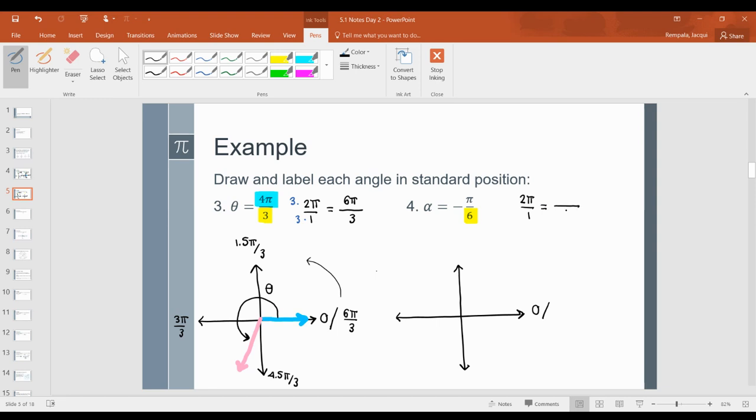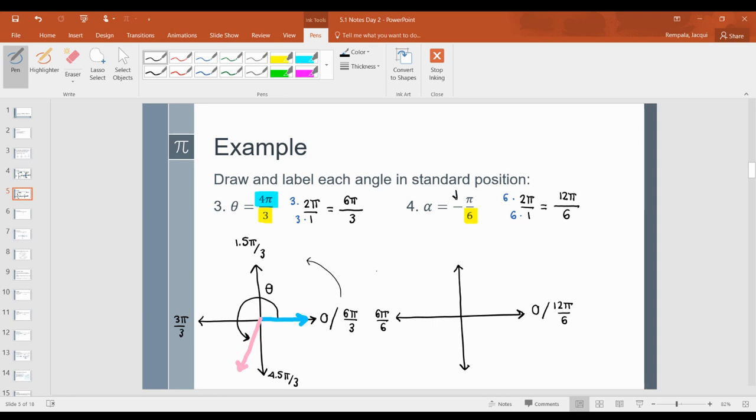I want to turn 2 pi into a denominator of 6. So how did I go from 1 to 6? Well, I multiplied the bottom by 6. If I multiply the bottom, I got to multiply the top. So hopefully we're okay with noticing that it's really 12 pi over 6. That is one full rotation. So if I want to go halfway, what's half of 12? Well, it will be 6. So 6 pi over 6 is going to be that halfway part.